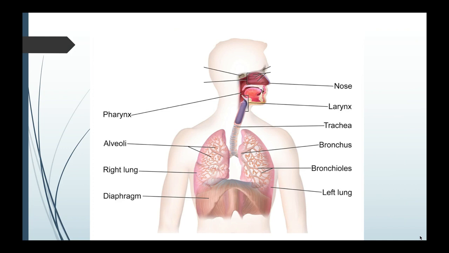So here are the answers. As you can see, starting at the top, part of the ventilatory system does include the nose and the mouth. Okay, and that's really important because that is the passageway into the lungs.